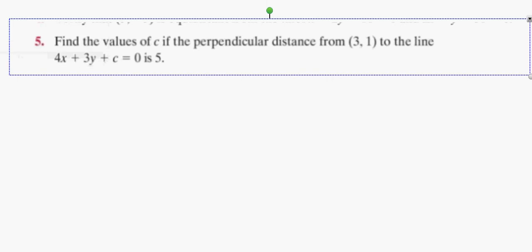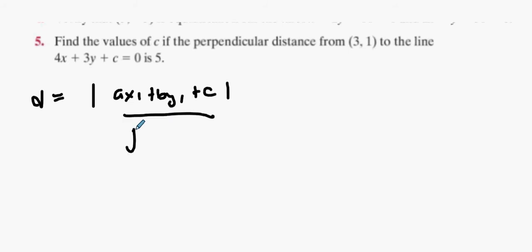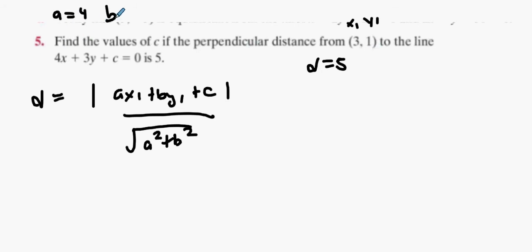Okay. Now, I'm on question 5. D equals ax1 plus by1 plus c all over the square root of a squared plus b squared. D equals 5, x1 equals 3, y1 equals 1, a equals 4, b equals 3, c equals c. Don't know what to do with it.